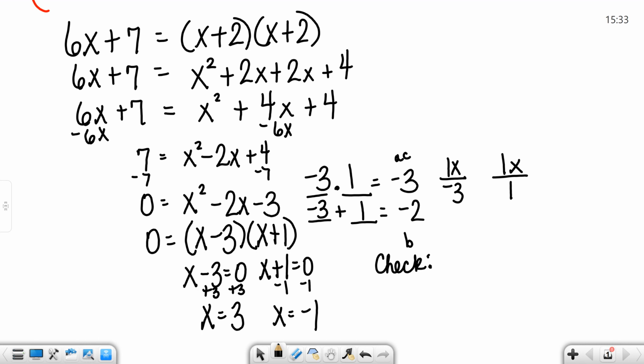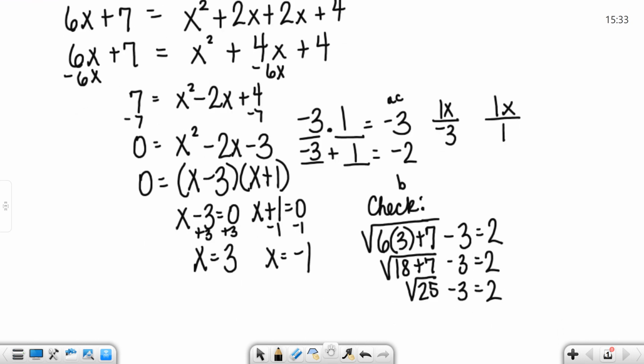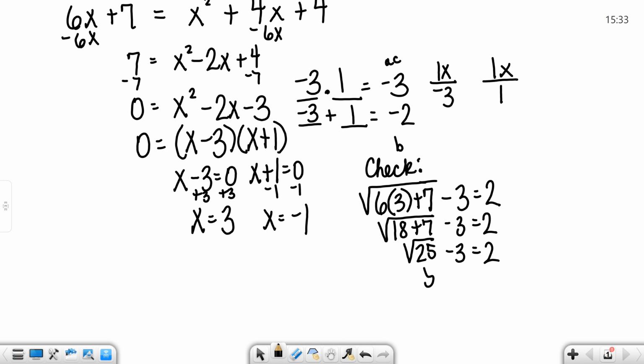So I'm going to check them one at a time. Okay, I'm going to go back to the original problem. I'm going to start with checking with the 3. Just doing the arithmetic. All right, and this one works out just fine. All right, so definitely x equals 3 is one of my answers.